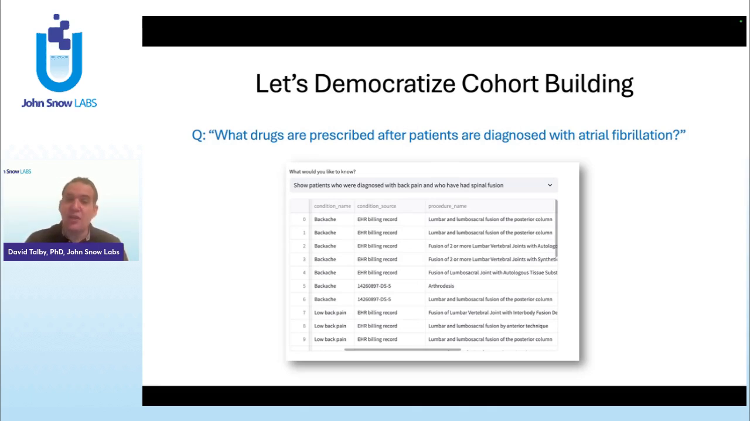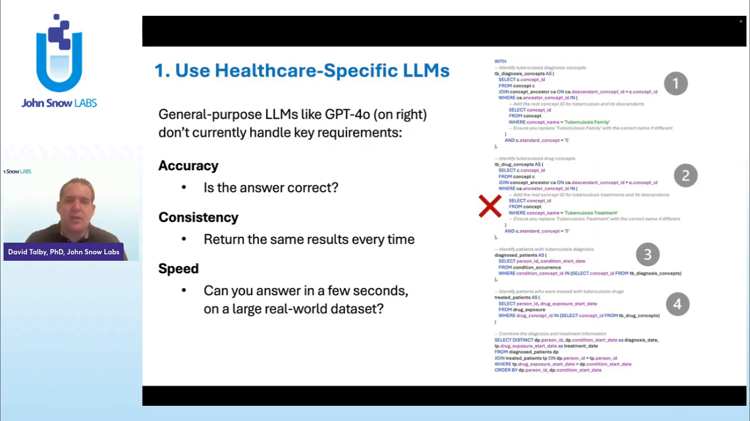But there are three things you need to know if you're building these kinds of systems. First of all, you definitely need to use healthcare-specific LLMs. And here's one example on the right. We tried fairly simple queries, really, find all patients who've had this diagnosis before, and asked GPT-4o to do it. And it couldn't, but more importantly, what you see on the right, these are fairly complex queries.